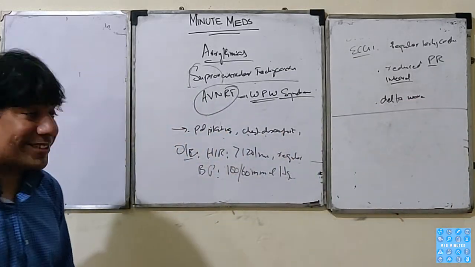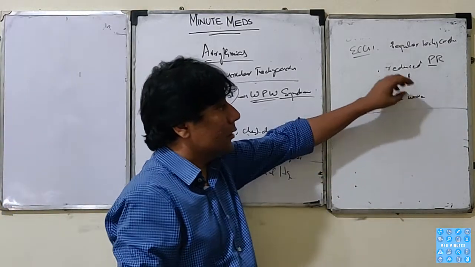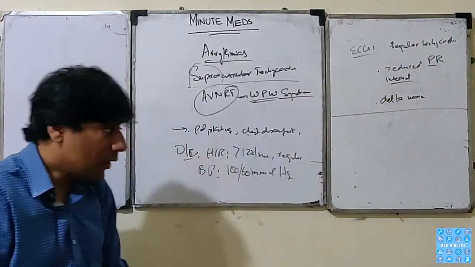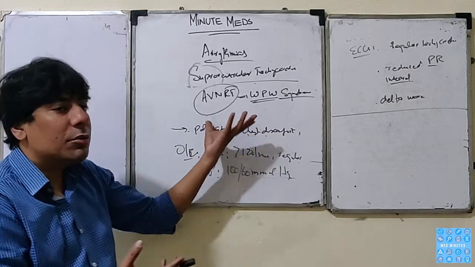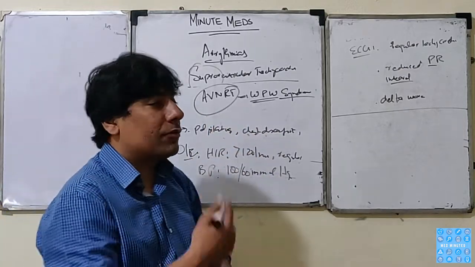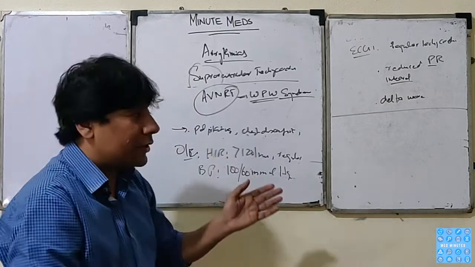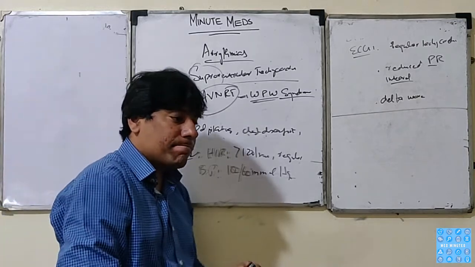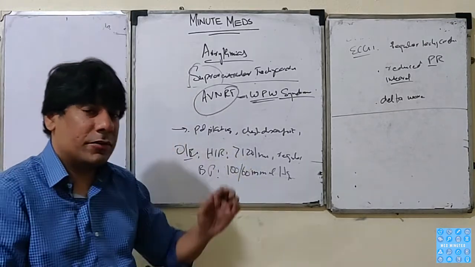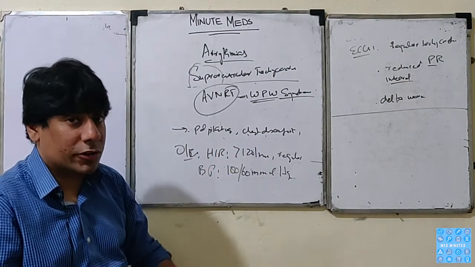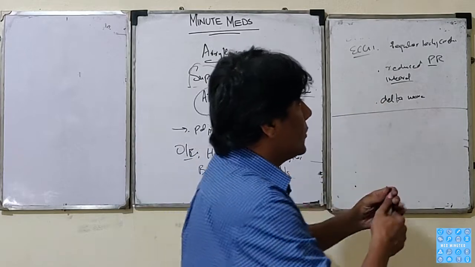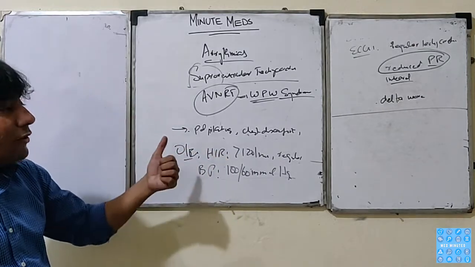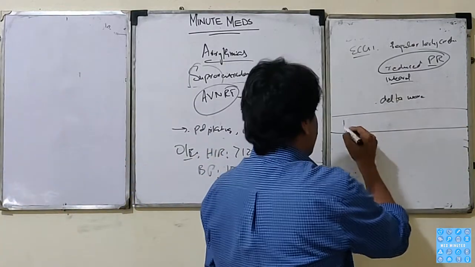Now this is a supraventricular tachycardia. Sometimes there is absence of this finding, but it usually comes. So what happens in WPW syndrome is that, apart from the usual circuit, there is another pathway. This is a connection between the atria and the ventricles, a new way, and that causes this reduced PR interval. And in a patient who has WPW syndrome, the first line treatment is catheter ablation.